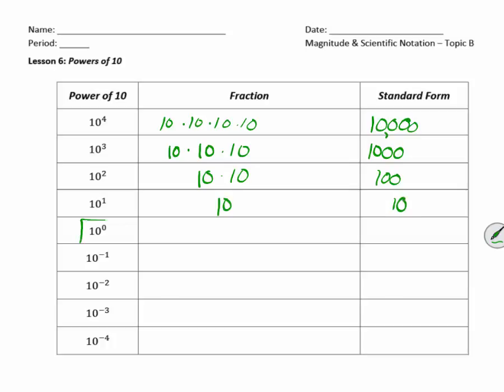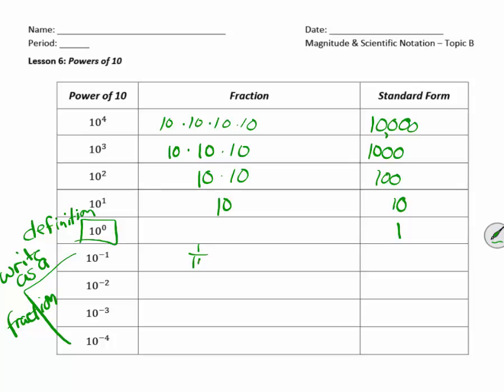And remember, this is a definition that anything to the 0 power is 1. Then in the last chapter, we did negative exponents. Negative exponents, right? This means turn it into a fraction, or do the reciprocal of it. So if 10 to the 1st was 10, 10 to the negative 1st is 1 over 10, the reciprocal.